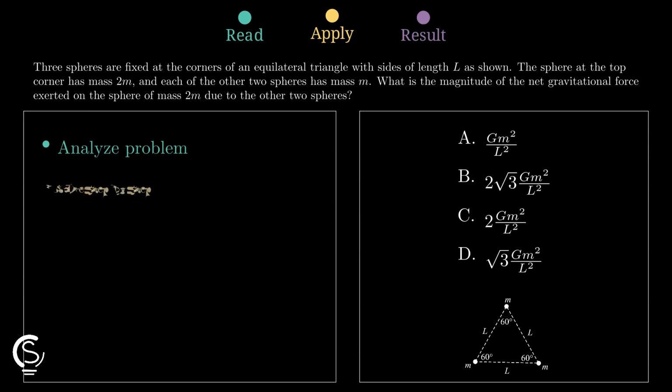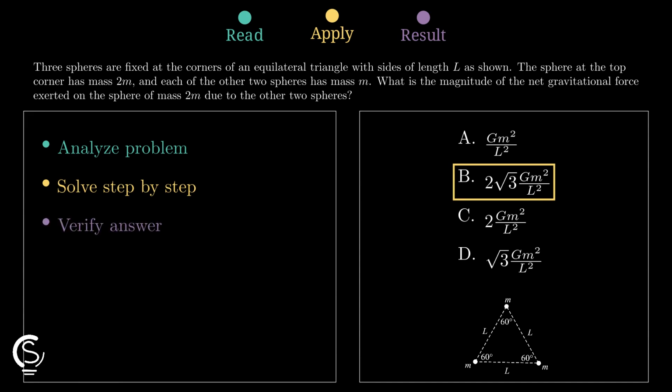Multiply the individual vertical force by 2 for the net magnitude. This calculation leads to the final result, which matches option B.